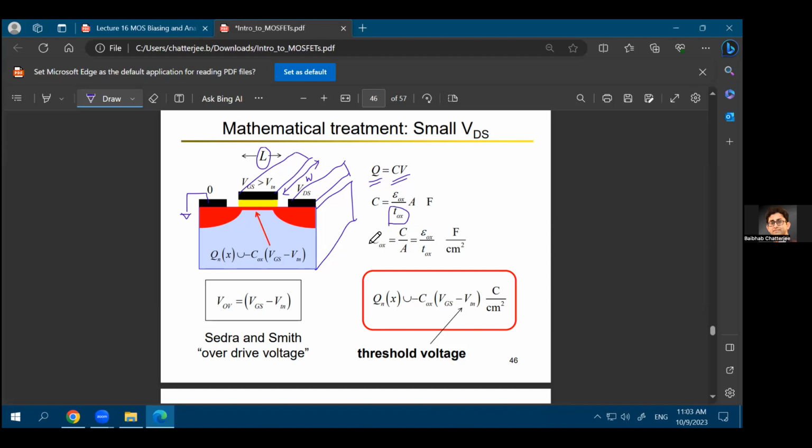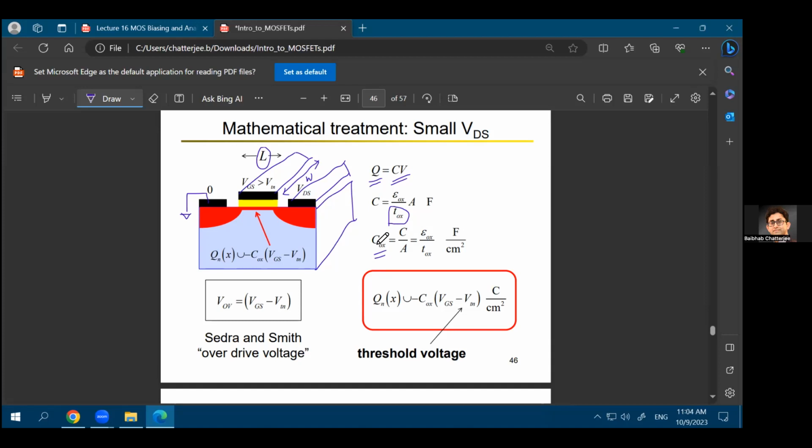In the mathematical treatment of a MOSFET, there is a term called COX, the capacitance of the oxide, and that is usually defined as the unit capacitance, or the capacitance per unit area for the oxide layer. So C divided by A, or epsilon OX divided by TOX, is defined as your COX. The unit for COX, the oxide capacitance, is farad per centimeter squared, because you're taking the capacitance per unit area. That's a very important terminology in MOSFET equations: whenever you talk about COX or the oxide capacitance, it is per unit area.